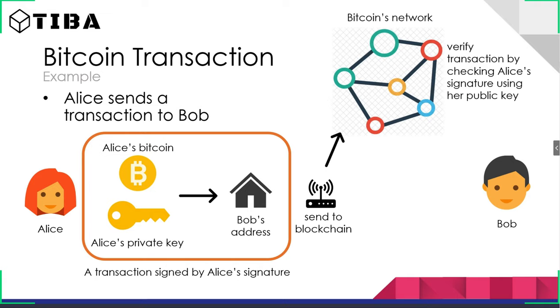So now it's broadcast to the blockchain, and then the job of the blockchain is to verify the transaction by checking Alice's signature using her public key. And now Bob is able to redeem those Bitcoin by using his private key. And notice here that there's no work done on Bob's part. All he has to do is to provide his address.